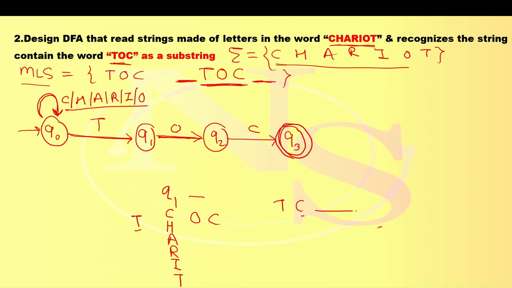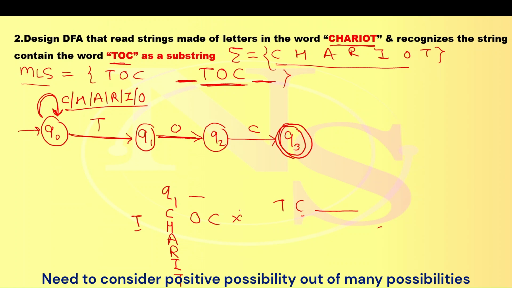I don't know what will be the next symbol. Initially this is invalid, but we can make it valid because we need to consider all possible positive scenarios, because after reading the C, if TOC is coming, then this becomes valid and it should go to the final state because TOC is present. Similarly, if I take the H, same thing.